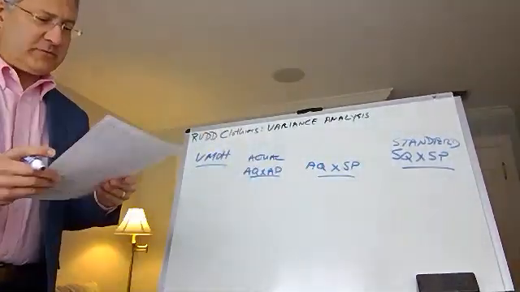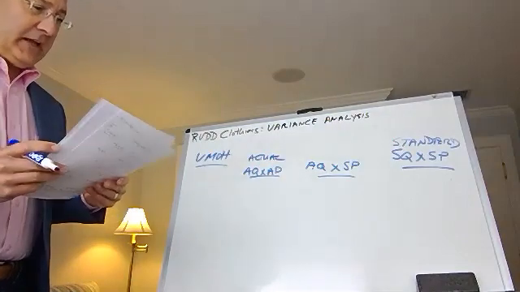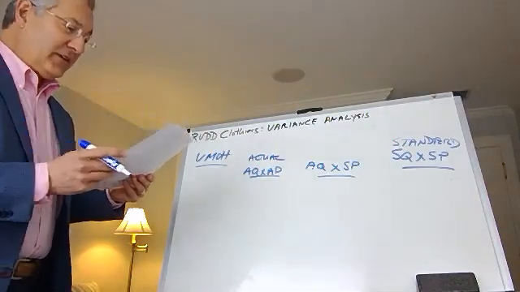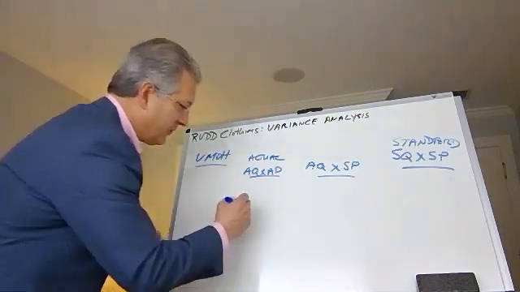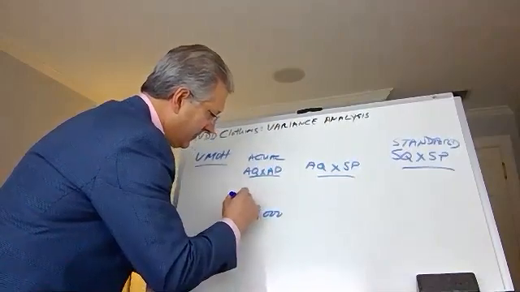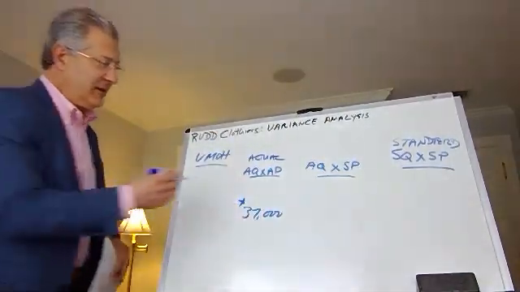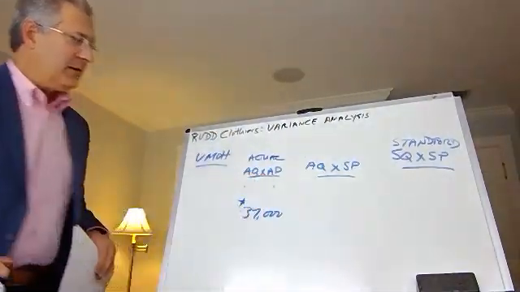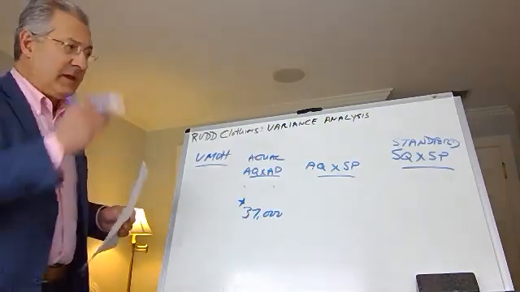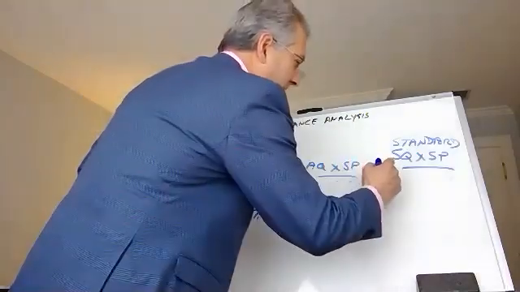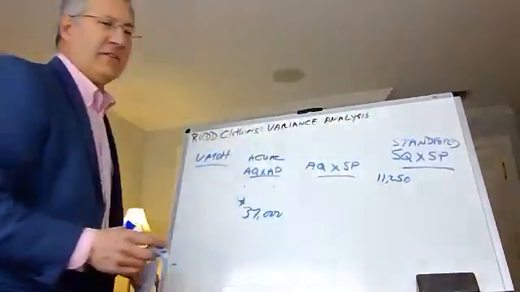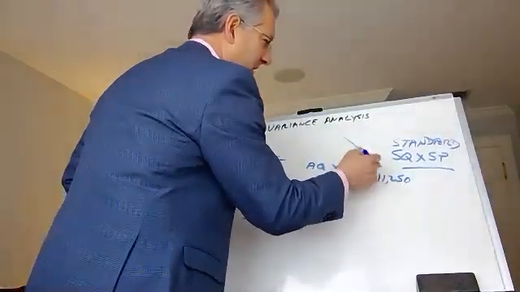Let's start with the actual. Very simply, in the problem, they told you that they spent $37,000 for variable overhead. We can use that. We don't need to know AQ and AP. Let's take a look at the standard. Again, the actual output doesn't change. It stays the same for everything. This is the actual output.